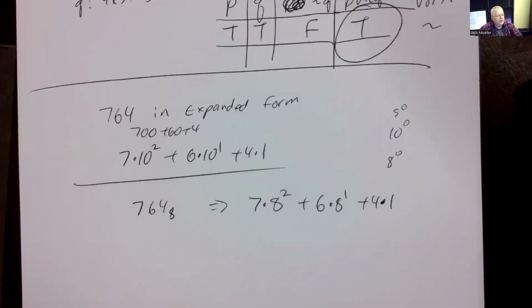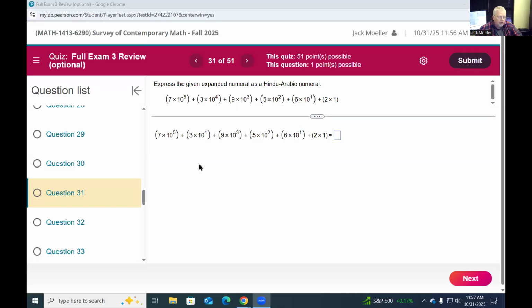This is one of those tests where a lot of the stuff is pretty straightforward. I think if you've done the homework and double checked yourself with the quizzes to make sure that you got it, there are some trickier things in this, but a lot of it should be kind of straightforward. Like here, give the expanded form as a Hindu-Arabic number. Well, what is 7 times 10 to the fifth? Well, that's 7 followed by 5 zeros. So that would be 700,000.